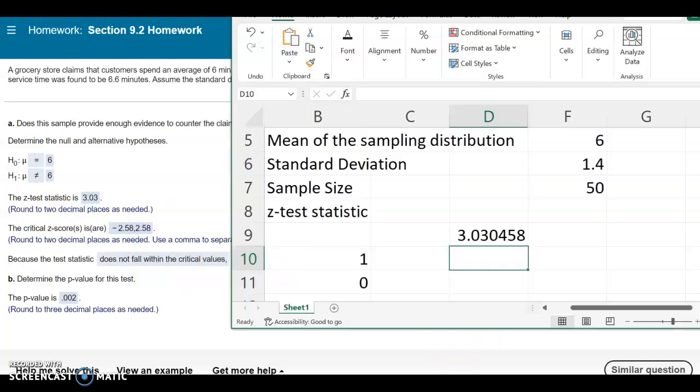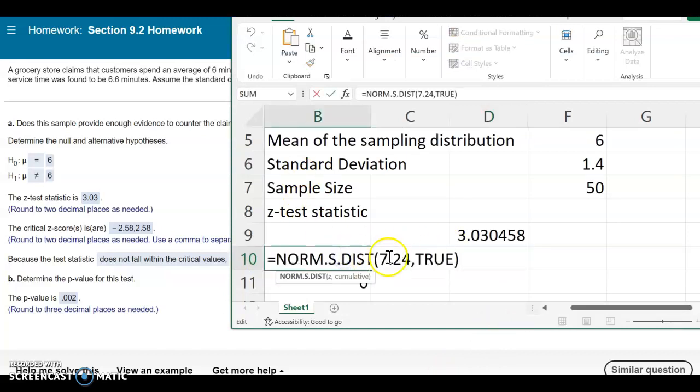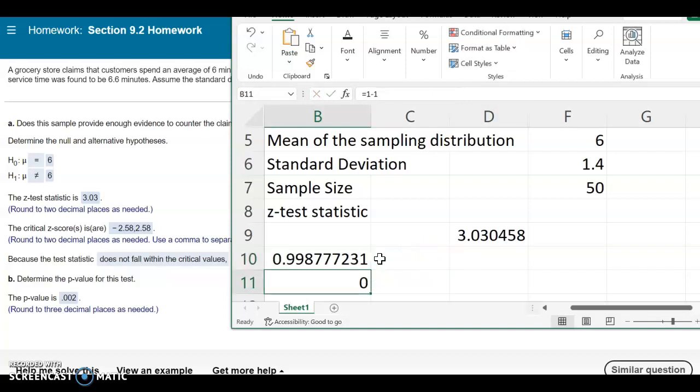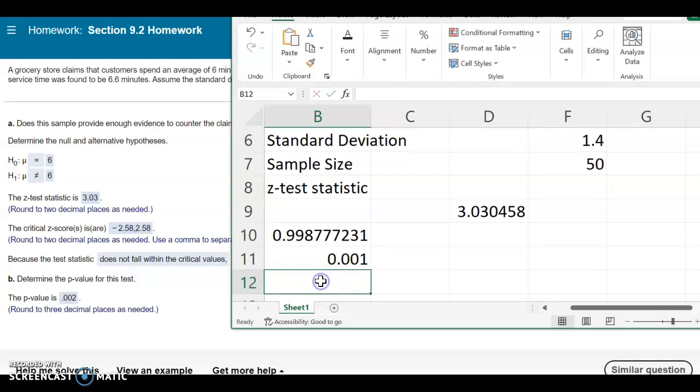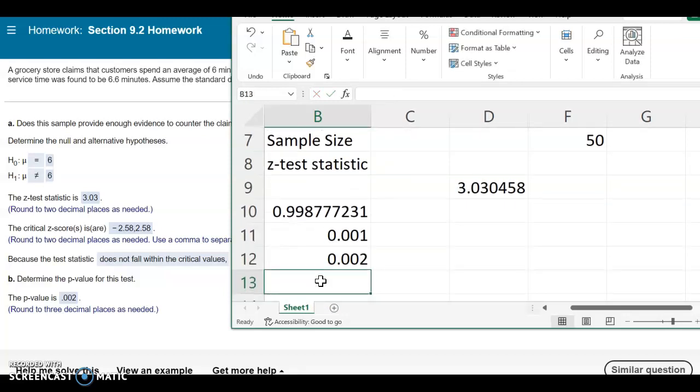To get your p-value, you're going to do 3.03. And then you're going to say 1 minus 0.999. And then you're going to times that by 2 because it's a two-tailed test. And so your p-value is 0.002.